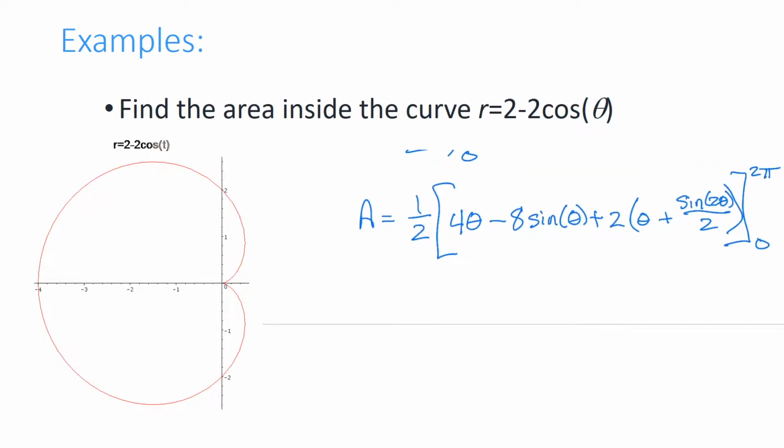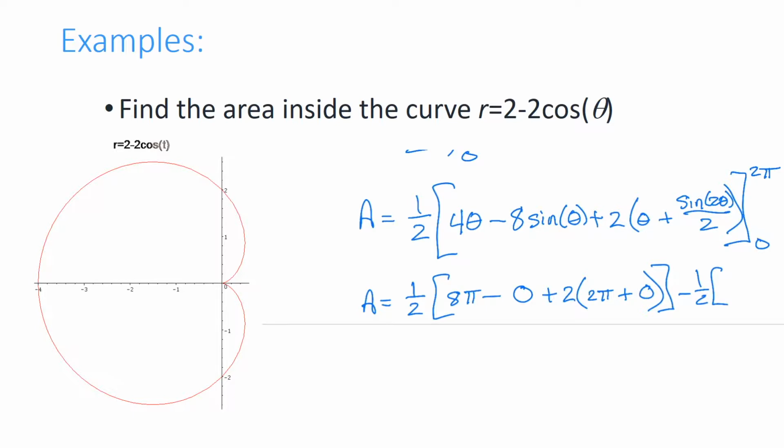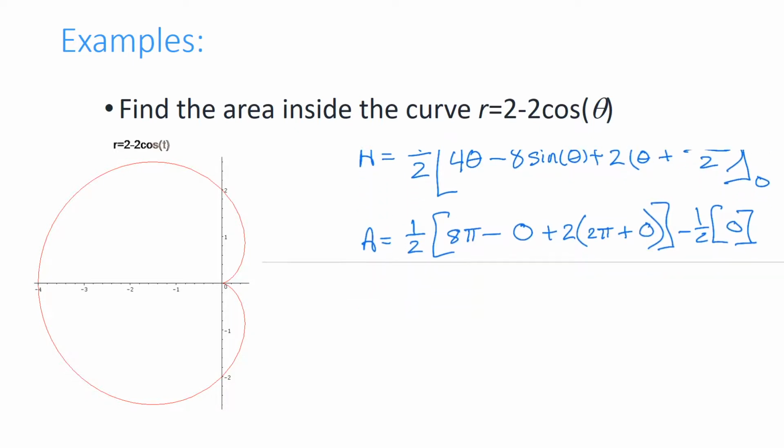So now we're going to plug and chug this thing. So the area is 1/2 times 8 pi minus 8 times the sine of 2 pi, which is 0, plus 2 times 2 pi plus sine of 4 pi, which is 0. And then 1/2 of, I think this is all going to be 0 because the sine of 0 is 0. Make sure you at least make an effort to think about the lower limit if it's 0, because cosine of 0 is not 0.